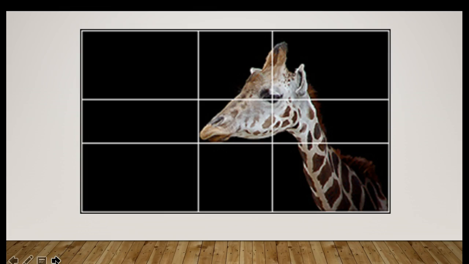As you can see in this image, here are your four focal points or power points in your image. The giraffe's eye is landing on this power point. His nose is reaching out to this vertical one-third grid line, and his head is coming up to the top here.